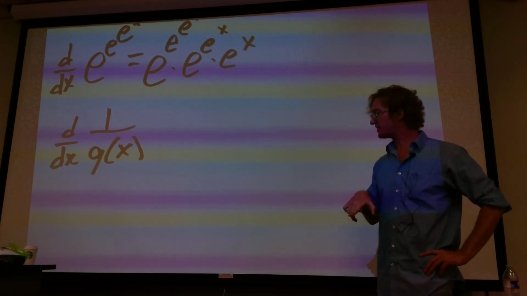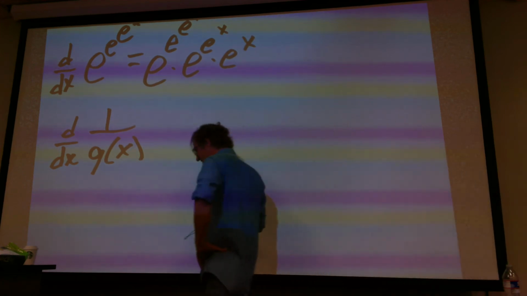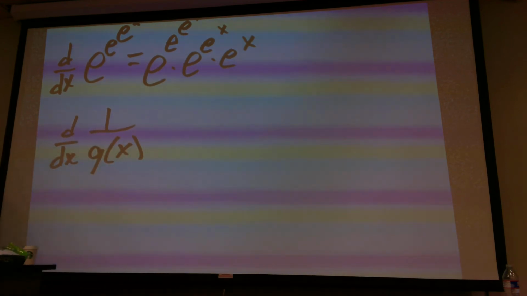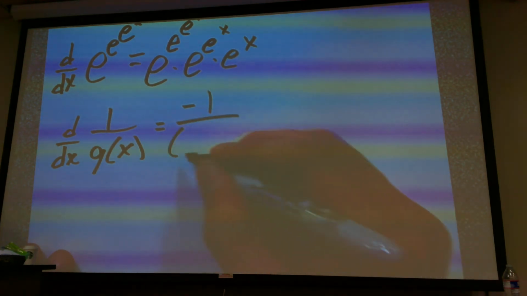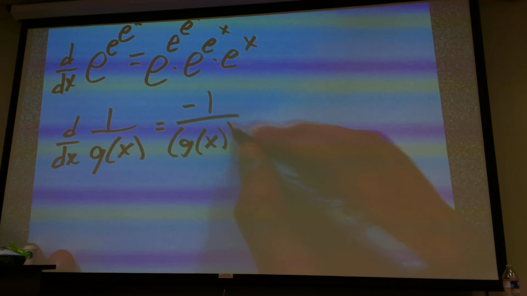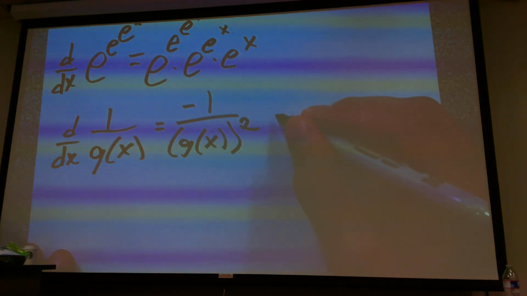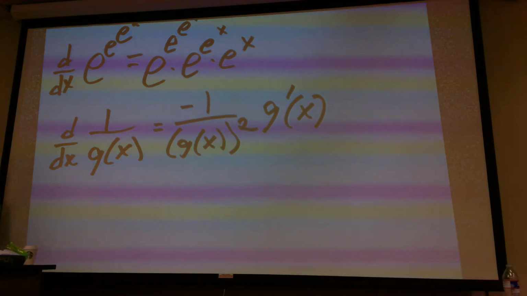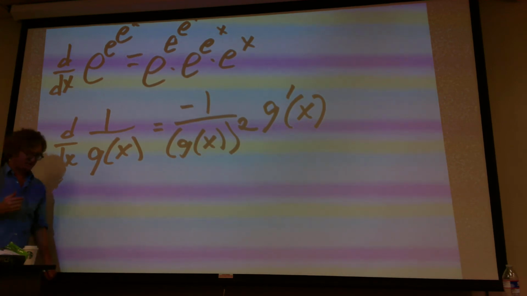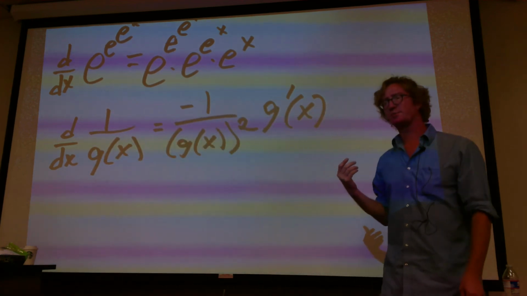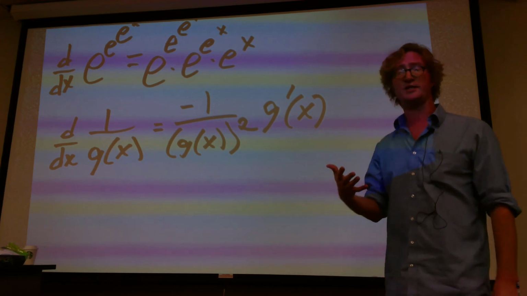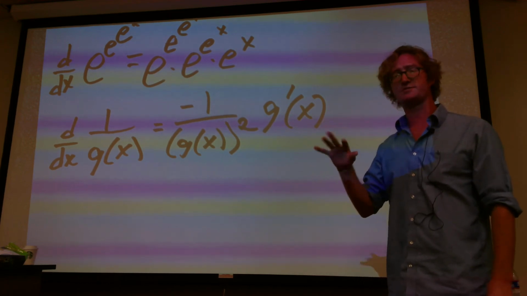So if I think about this problem with an arbitrary g of x, this would become -1 divided by g of x squared, and then by the chain rule, we're going to have to multiply by g prime of x. So what does this have to do with the quotient rule? Well, the quotient rule is actually derived from a combination of the product rule and the chain rule. This is how I actually remember which spot goes where.